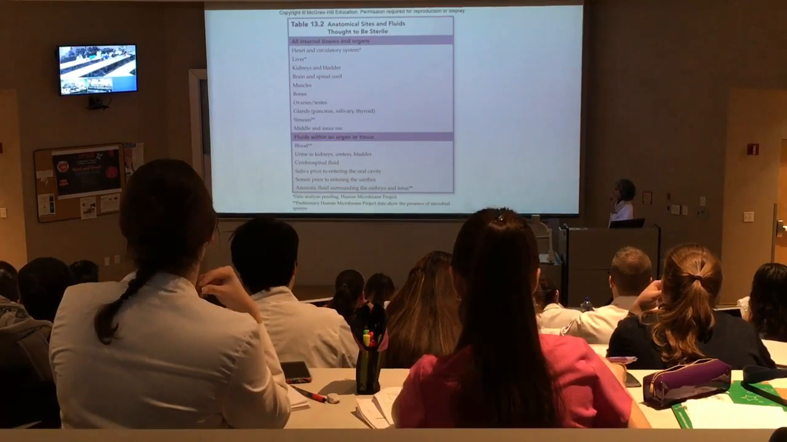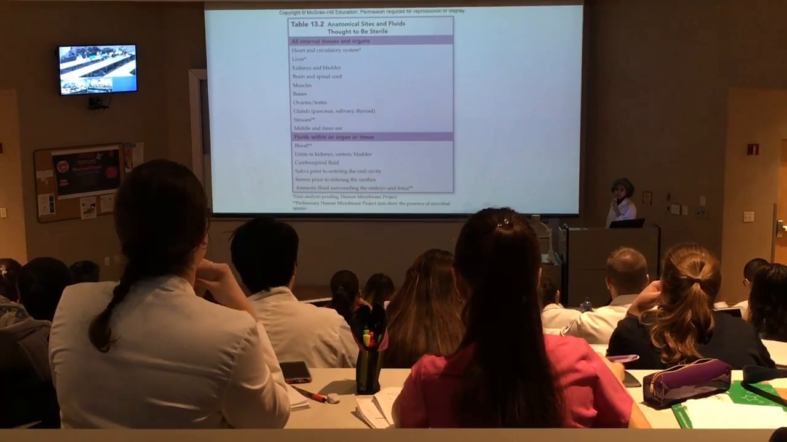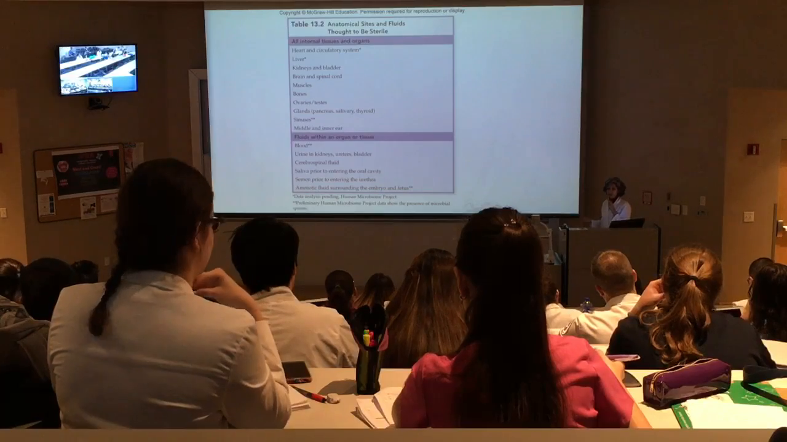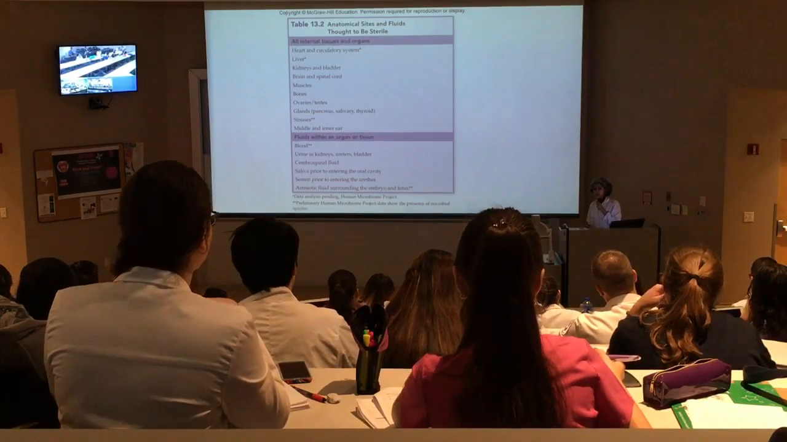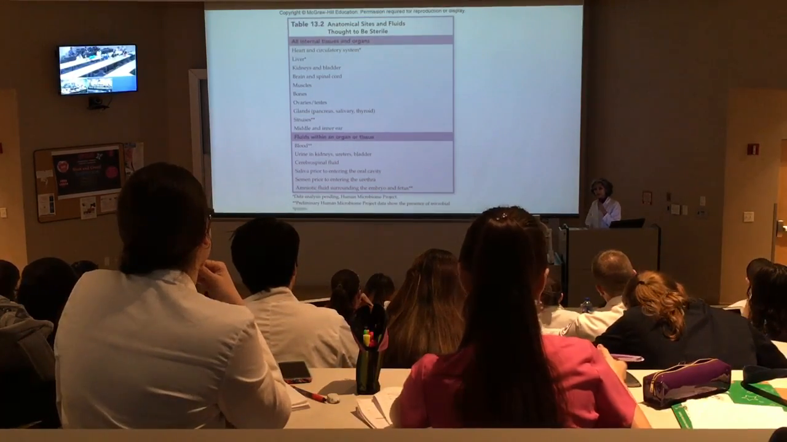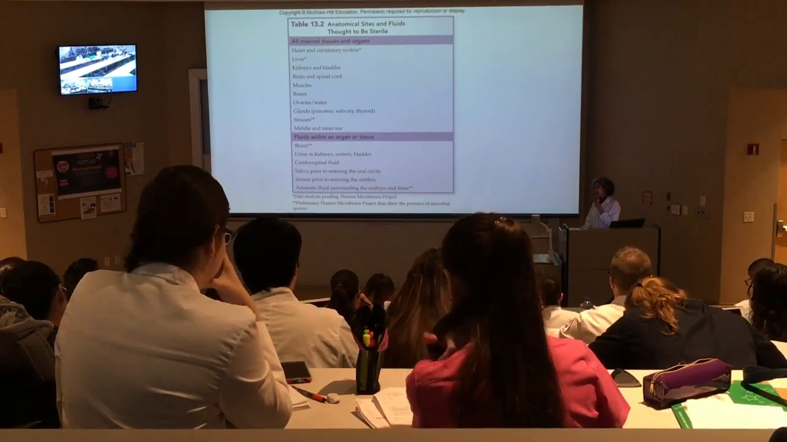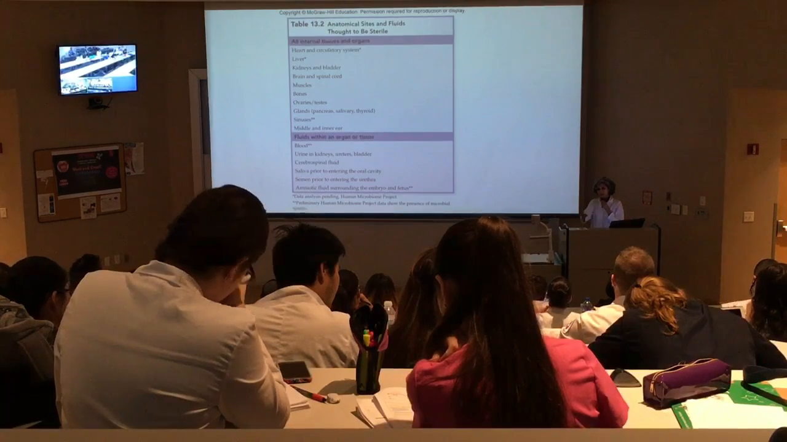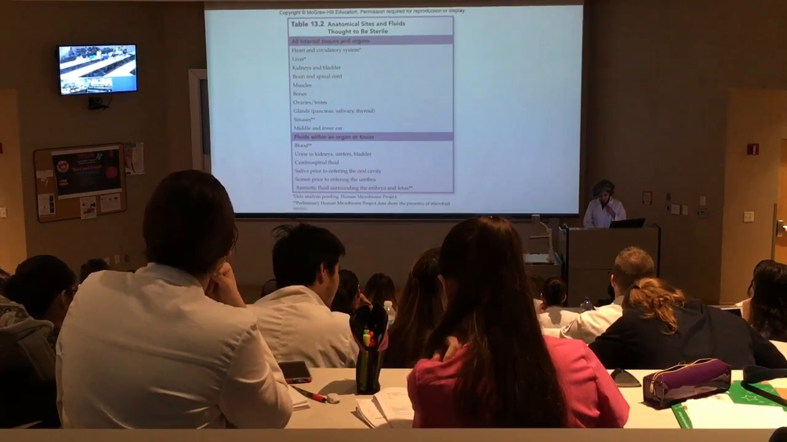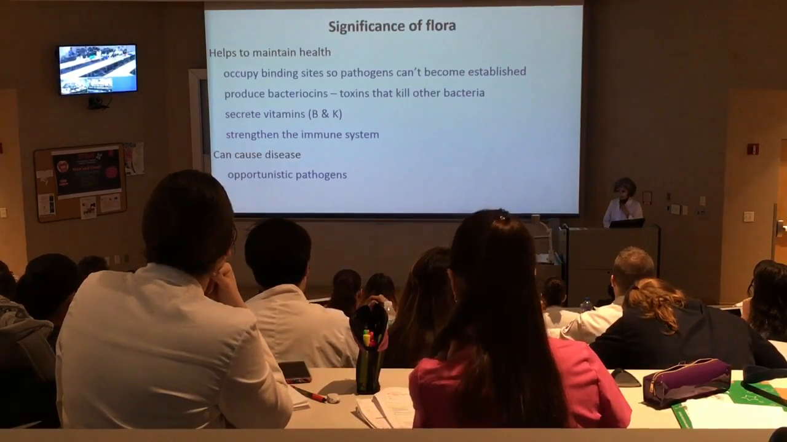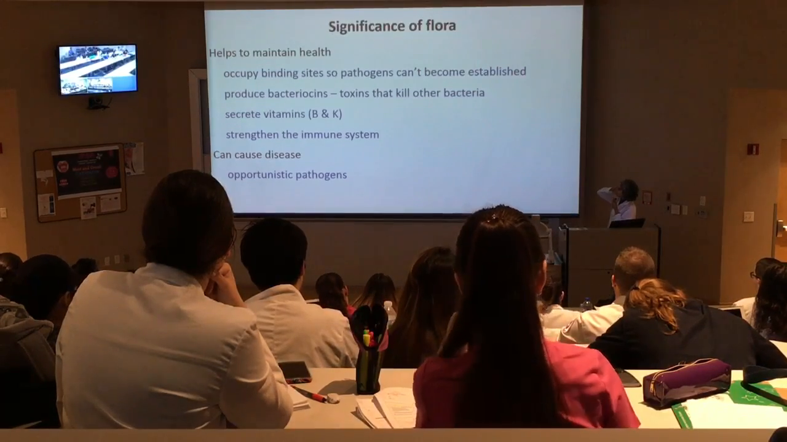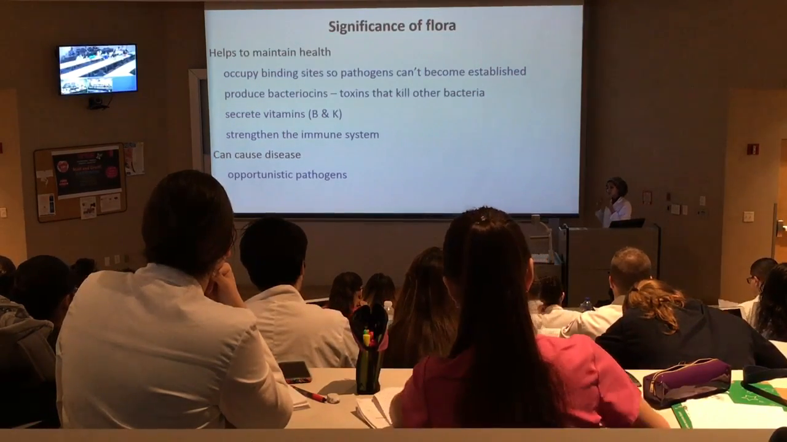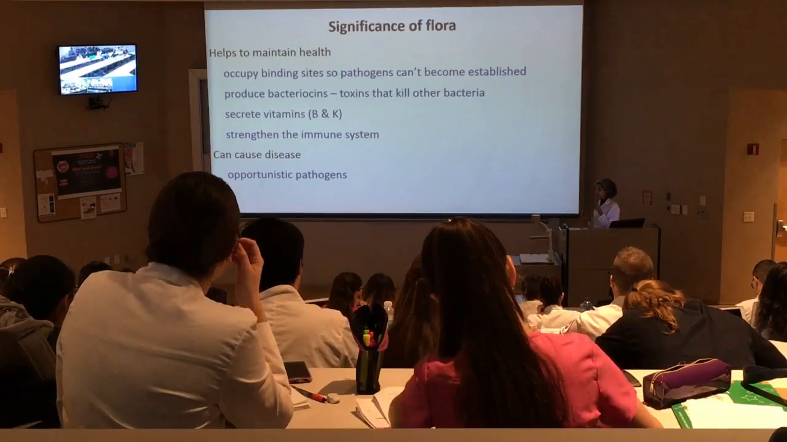Blood is considered to be sterile. Your bones, sinuses, etc. are considered to be sterile. That means no bacteria or viruses. So if we find organisms in these sites, that's indicative of an infection, and that has to be treated. You have to medically intervene and flush out those organisms. So these are the benefits of normal flora in your body.